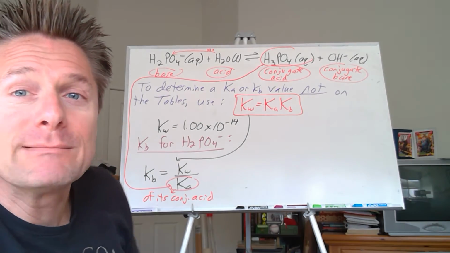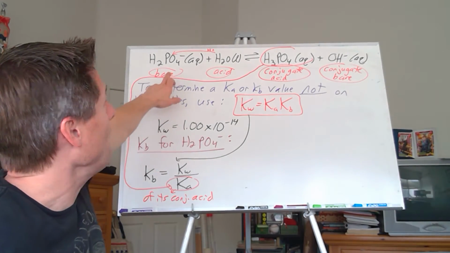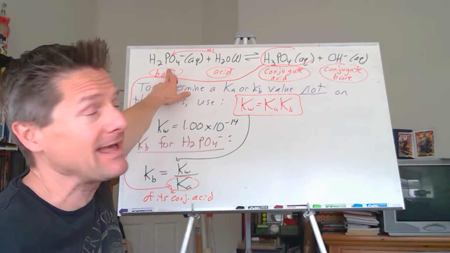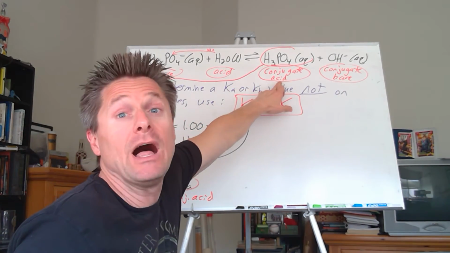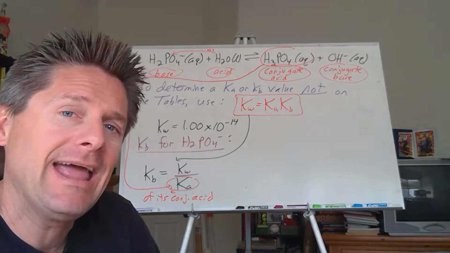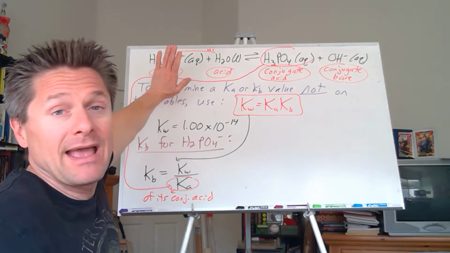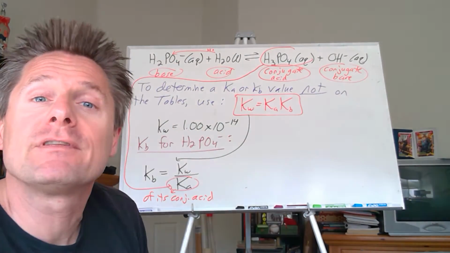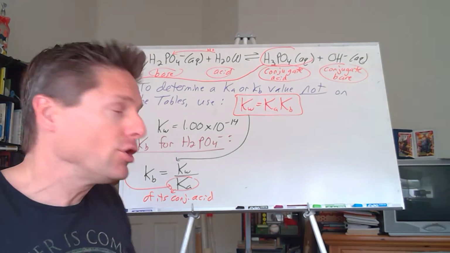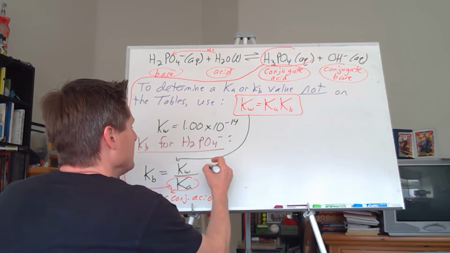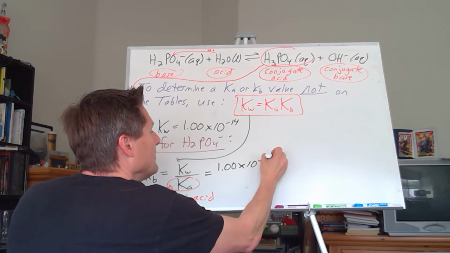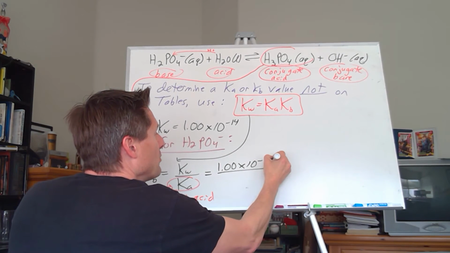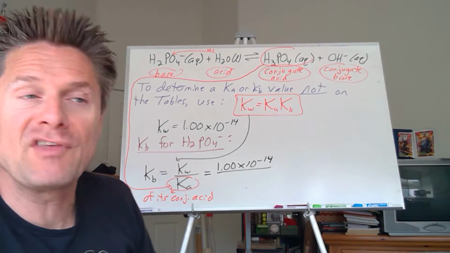Having fun with our messy board, right? So if I want to find the Kb value of this, because it's not on the table, I take Kw divided by the Ka value of its conjugate acid. And if this was an acid, we'd look up the Kb value of its conjugate base. So now we already know Kw, so let's plug that in. 1.00 times 10 to the minus 14th. And again, we could probably use 1.0 and we're still safe.